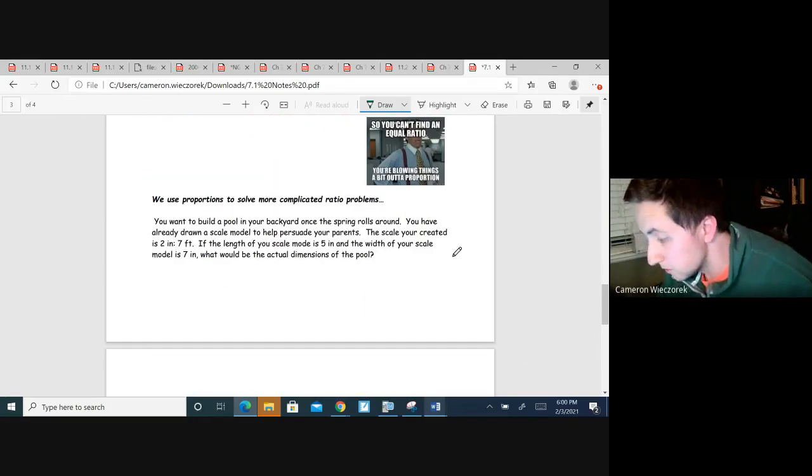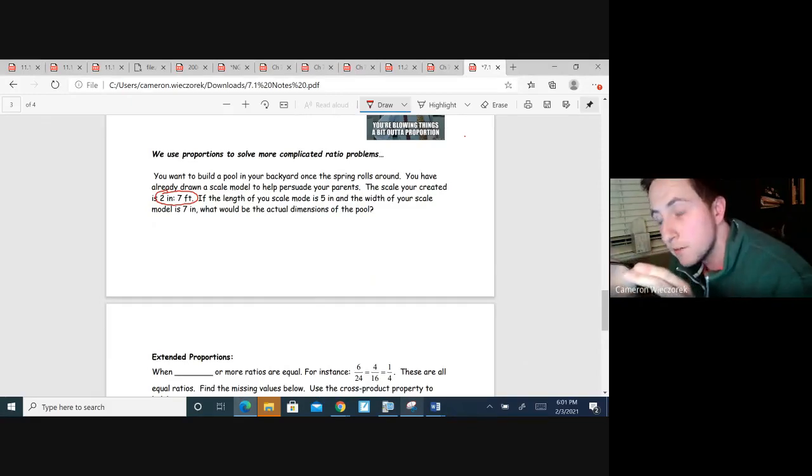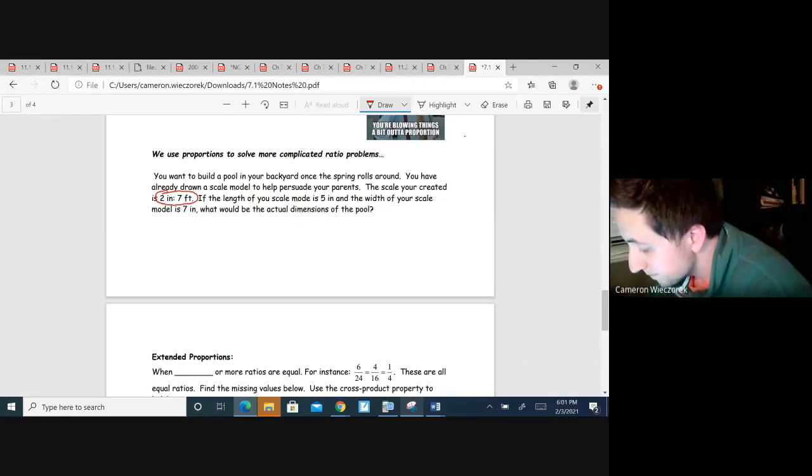Let's look at an application. Let's say that you want to build a pool in your backyard once the spring rolls around, because it's definitely going to be too cold this weekend with the negative temperatures, right? Nobody wants to go swimming. You've already drawn a scale model to help persuade your parents. Here's your scale. Remember how I talked about maps at the beginning? 2 inches represents 7 feet. So on your picture, your model of the pool, the 7 feet that the actual pool is going to take up is only going to be 2 inches on your model that you're drawing. So that's important. Here's your scale model. I'm going to draw it. We're going to assume the pool is a rectangle.